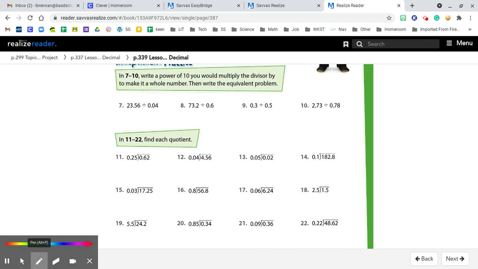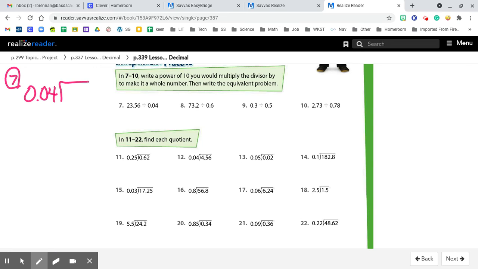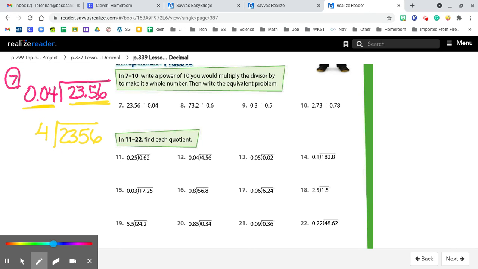So again, do number 7, 23.56 divided by 0.04. And I know I'm going to move the decimal. I'm going to multiply my divisor by 100 to get rid of the decimal. So I'm going to have to multiply my divisor by 100 and my dividend by 100. So I'm going to wind up with 2356. I can just do normal division there.